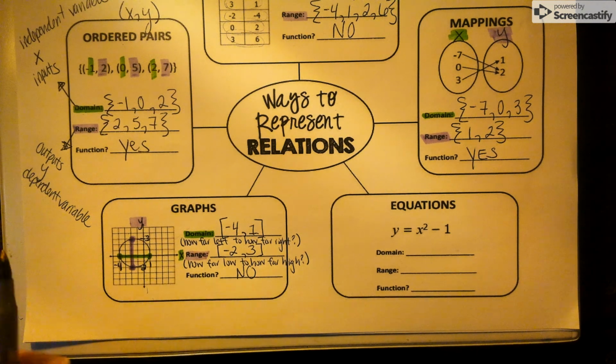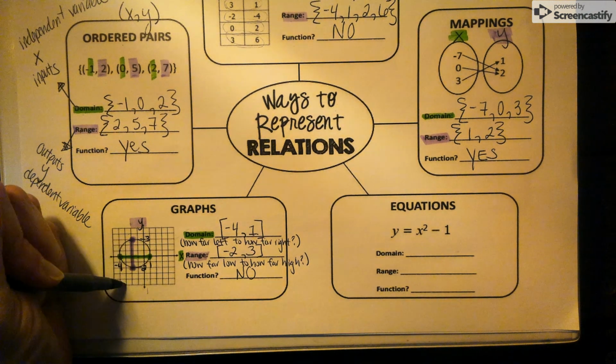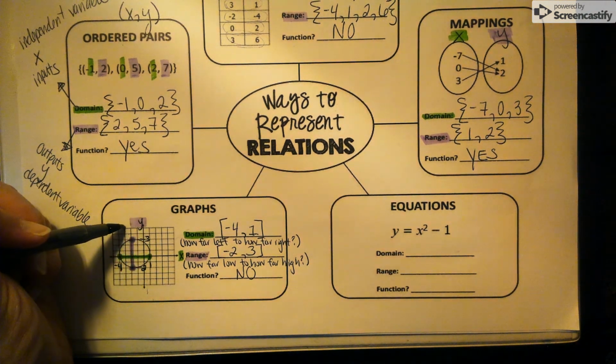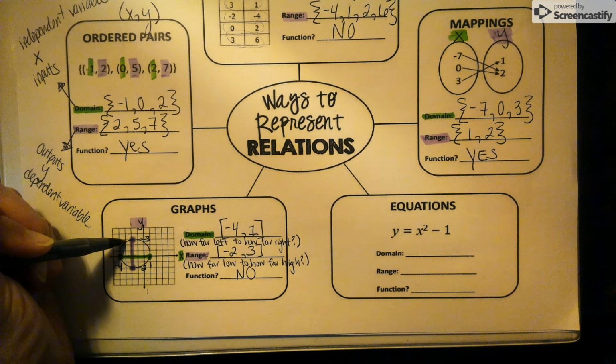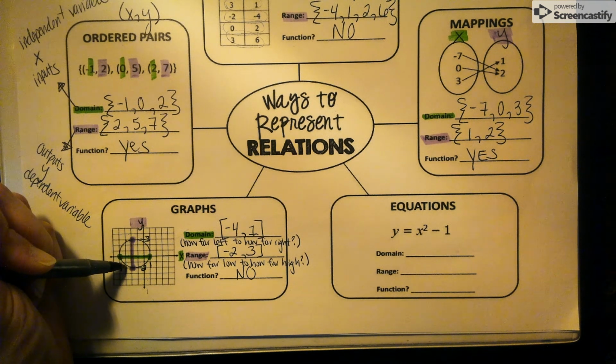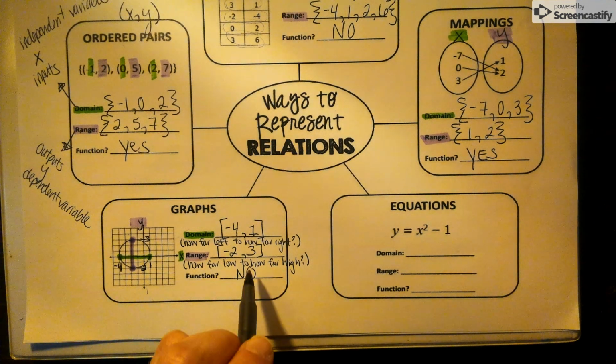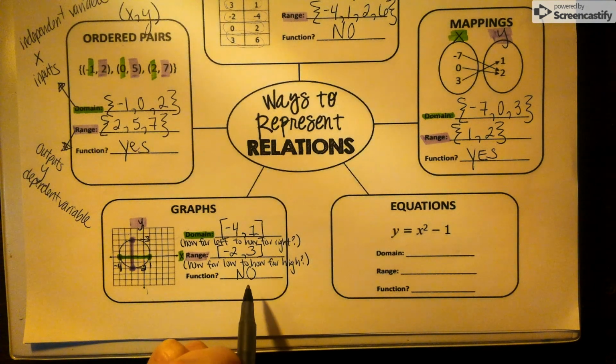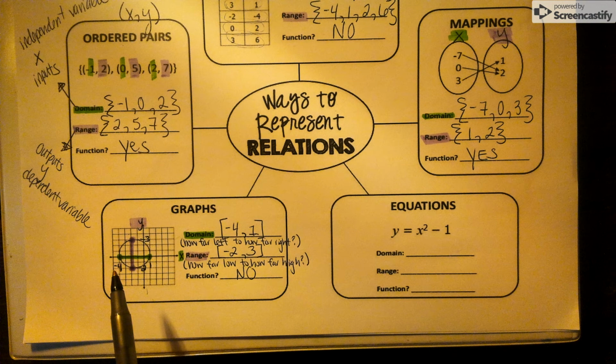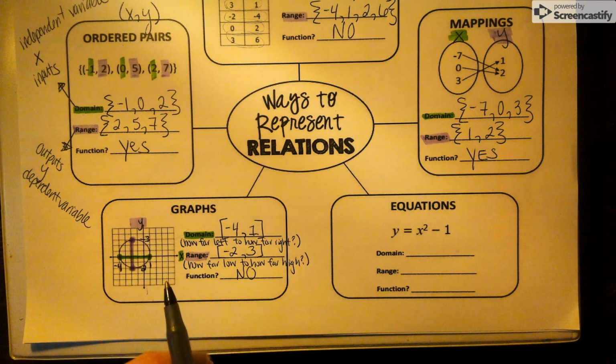Anyways, so if I were to draw a vertical line anywhere on this graph, I would see that my vertical line would touch the top of the circle and the bottom of the circle. Because 2 points lie on that vertical line, it makes it not a function. To be a function, it would have to pass that vertical line test, and this graph does not.